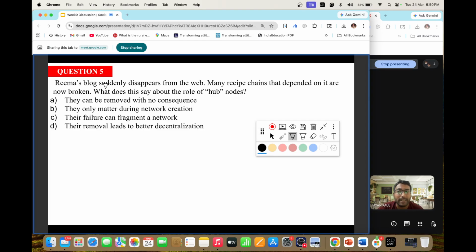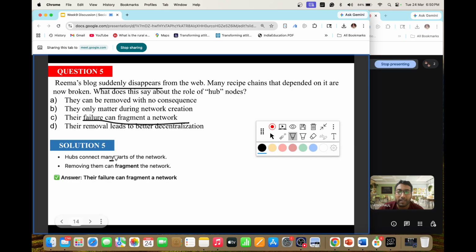So Rima's blog suddenly disappears, which is an attack on a hub. What model is this? This is a BA model, not the ER model. When the hub is removed, the attack is not random but targeted. With a targeted attack, their failure can fragment a network. Hubs connect many parts of the network, so removing them fragments the network. Option C is the correct answer over here.